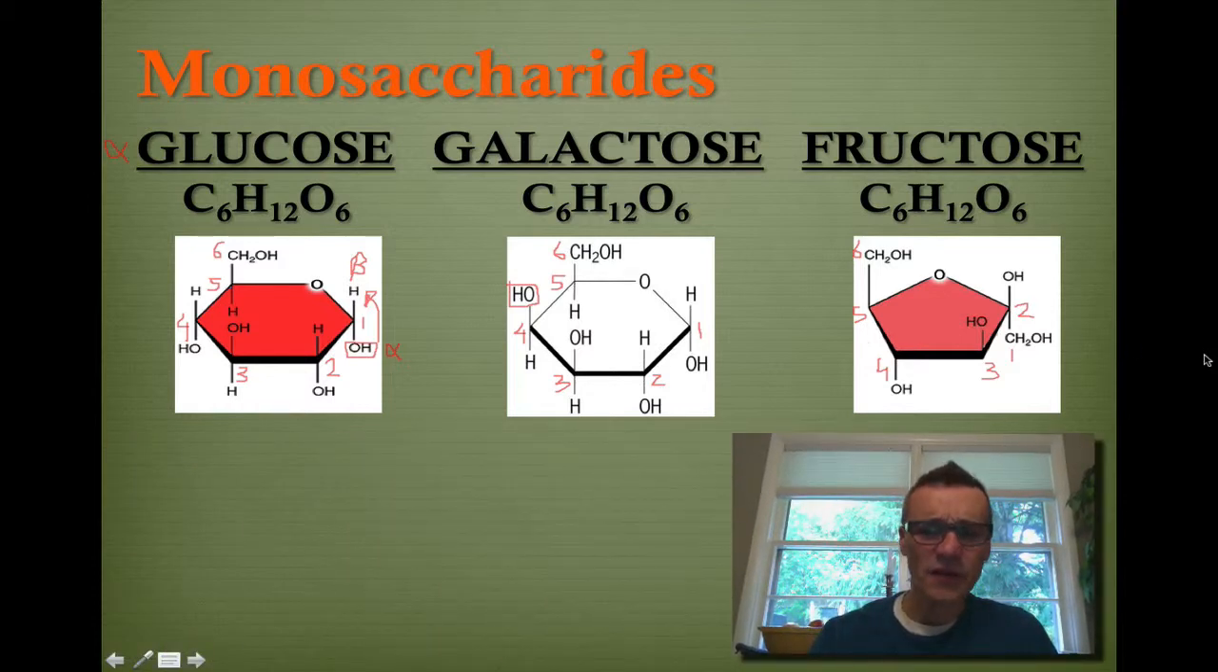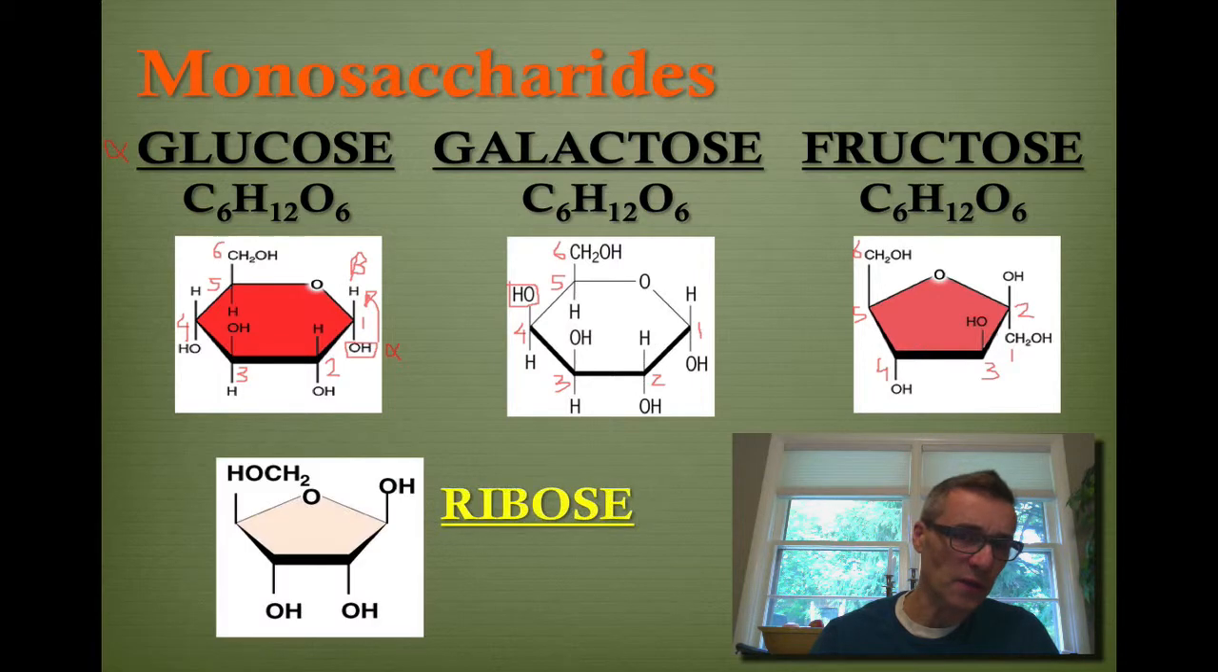Now let's take a look at a 4th monosaccharide that's quite important, and that is something called ribose. Now in ribose, if you look at that one, you'll notice at first glance it seems to look a lot like fructose.